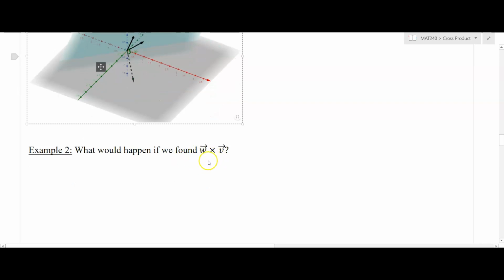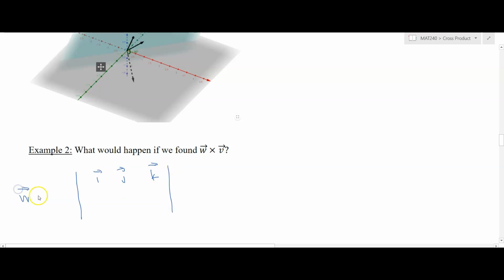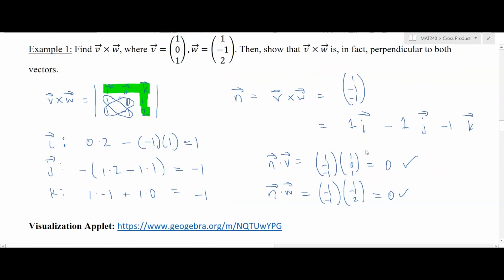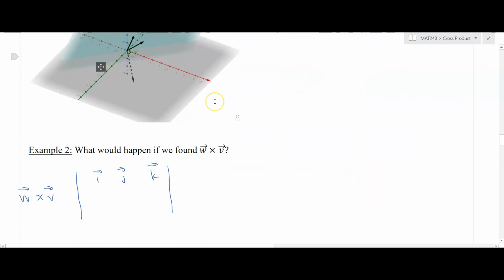Now, what would happen if we reversed the order in which we listed those two vectors? So in our matrix, if we still listed i, j, and k, but instead we wanted to find the cross product between w and v. So if we did w cross v, that would indicate that we need to put the w vector, its components, in the second row, which is 1, negative 1, 2. And down the bottom, we'd list the v vector, which is 1, 0, 1. And to find this result, we would once again, let's try to do this visually.